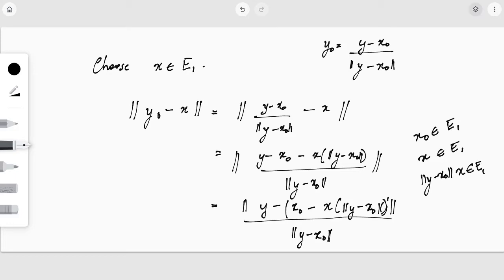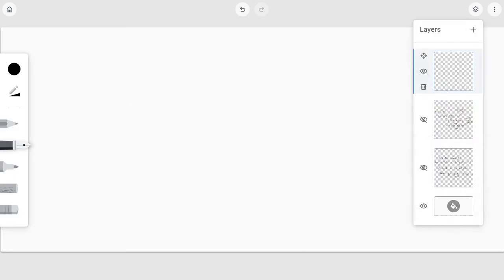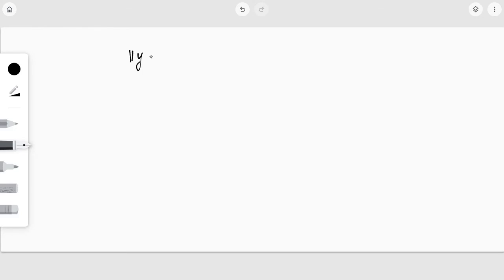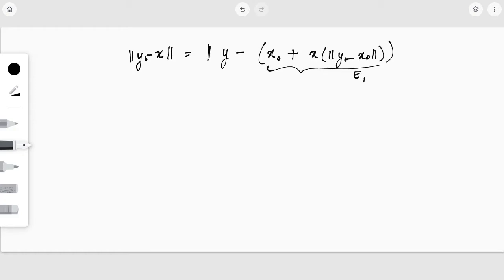Okay, let me write it again. We'll have norm of y dot minus x can be written as norm of y minus, I'm grouping the terms of E1 together, plus x into norm y minus x dot. So this whole term is an element of E1, whole divided by norm y minus x dot.